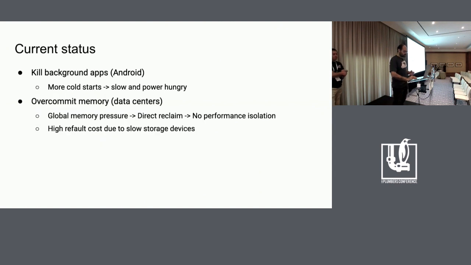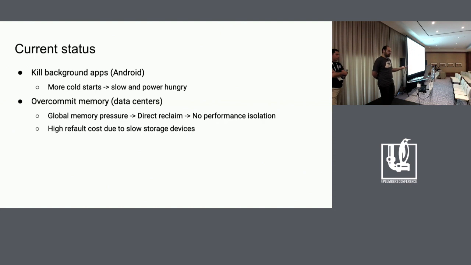Okay, so the current status. Currently in Android, when there is a shortage of RAM, what Android does is start killing background applications. The impact of that operation is that once the user switches back to the background application, it will restart from scratch. So it's a cold start, which is slow and power hungry. It will impact your battery and also the user experience.